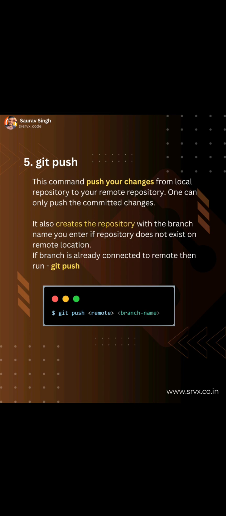Yeah, it also creates the branch with the name you enter if it does not exist on the remote location. If the remote location doesn't contain that particular branch, it will create it first and then push your code. So git push is the commonly used command that we use to push our code: git push, remote, branch name. As an example, we commonly write git push origin, and that origin is called the remote.